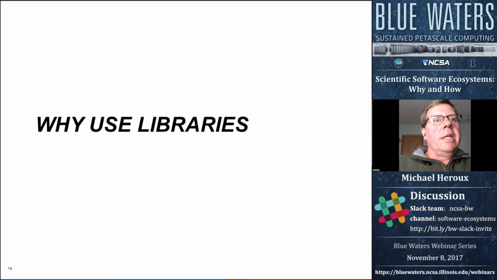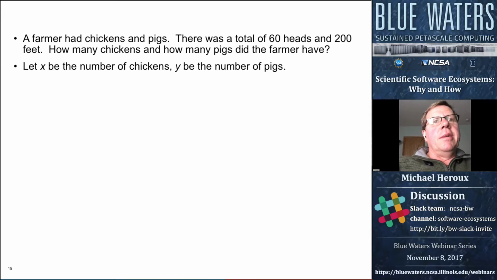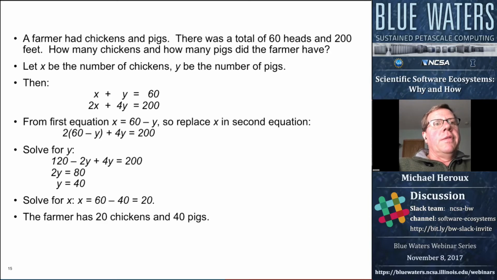Okay, so just a simple kind of cartoonish set of examples of why use libraries. So, word problem. You probably remember these perhaps from younger years. A farmer has chickens and pigs, total of 60 heads, 200 feet. How many chickens and how many pigs did the farmer have? So what do we do? Well, we define some variables. X, the number of chickens, Y, the number of pigs. And what do we know about X and Y? We know this relationship. And so we can solve for X and Y and come up with the answer that the farmer has 20 chickens and 40 pigs.